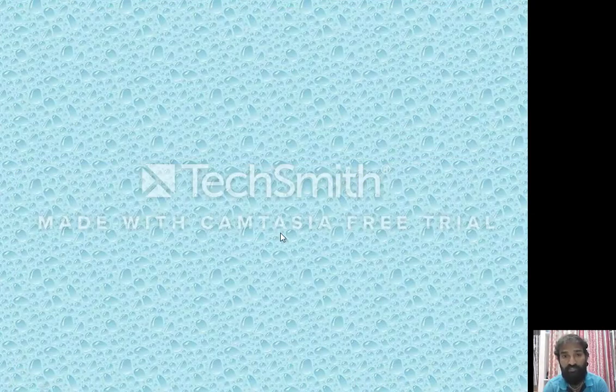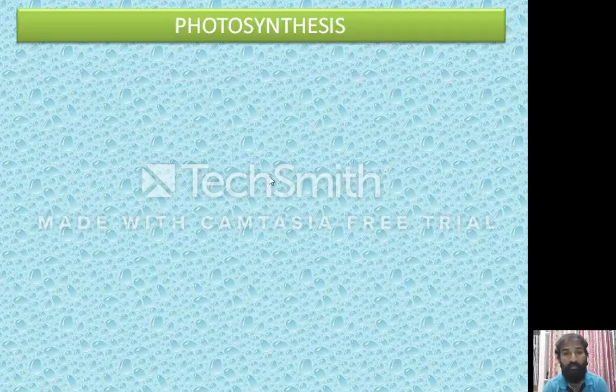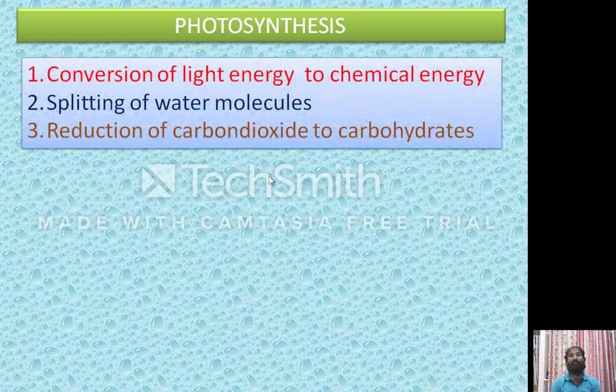Now going to the next slide. Photosynthesis mainly involves three steps. The first one is the conversion of light energy to chemical energy. The light energy is absorbed by the chlorophyll molecules and converted to chemical energy in the form of ATP and NADPH, and this chemical energy is also called assimilatory power. So that is the first step.